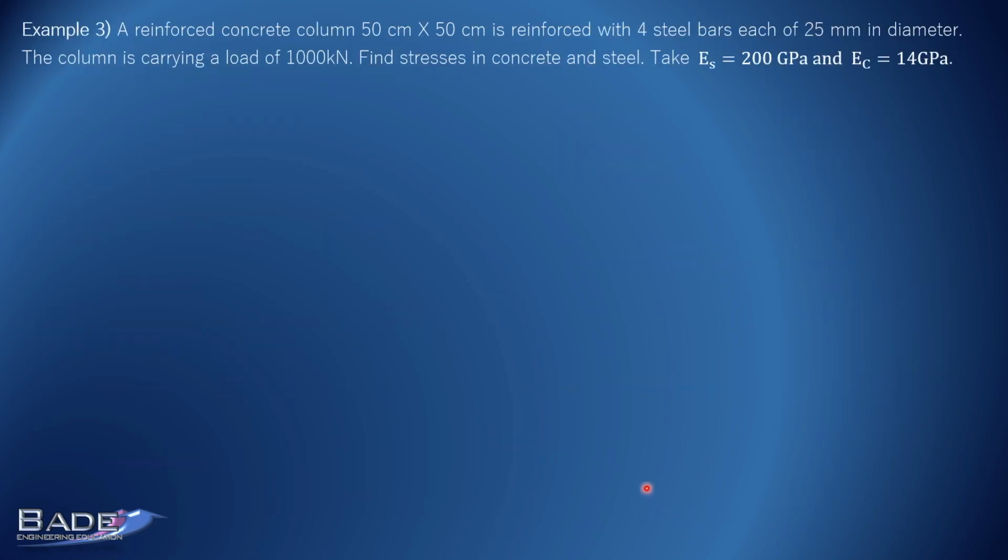Read this problem. So reinforced concrete column 50 centimeters, take care of unit, we are going to use 500 millimeters into 500 millimeters. A reinforced concrete column 50 centimeters into 50 centimeters is reinforced with 4 steel bars, each 25 millimeter in diameter. So in the column there are 4 steel bars, diameter of each bar is 25 millimeter. The column is carrying a load of 1000 kilonewton.